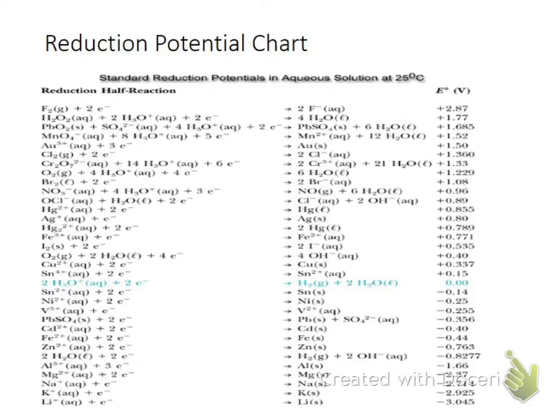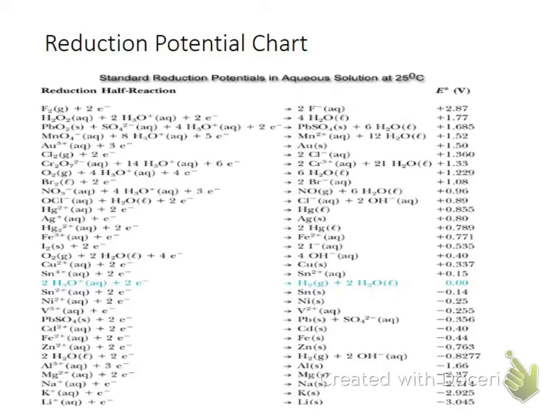What it is, it's literally listing all of the standard reductions we know, and it's listing them in order, and they're all reductions, okay? And so if we wanted to know what one of these was as an oxidation, we would simply flip it around, and then we would flip the sign of the energy, okay? So in other words, if I'm oxidizing fluorine, instead of producing a positive 2.87 volts, it would require me to put in 2.87 volts to oxidize it instead of reduce it.